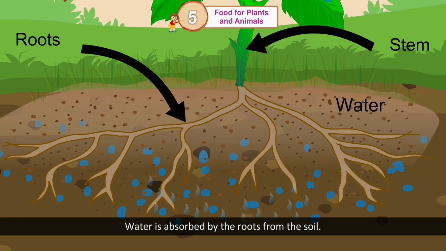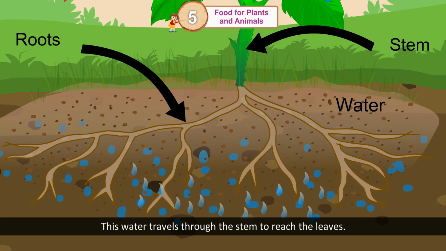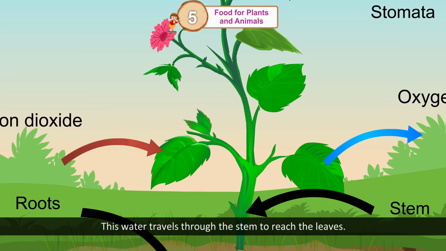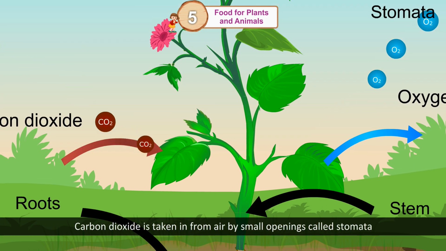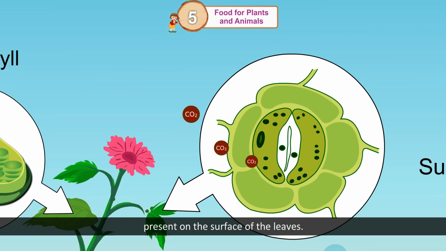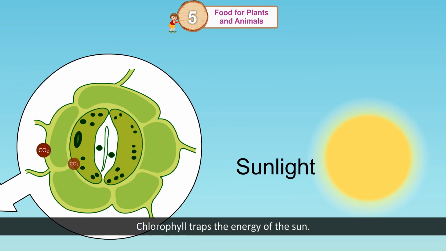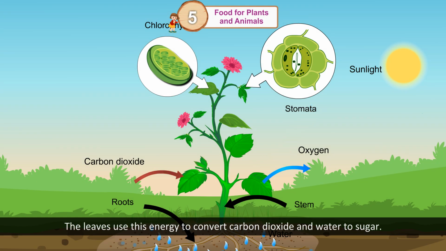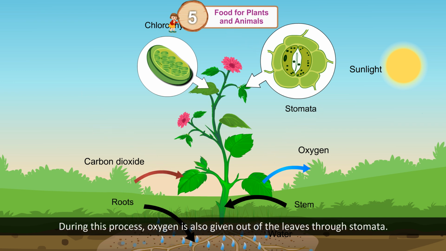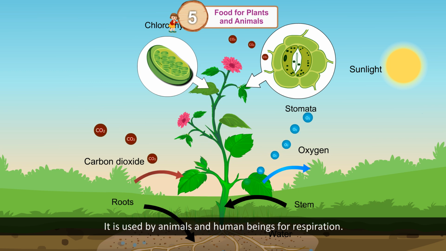Water is absorbed by the roots from the soil. This water travels through the stem to reach the leaves. Carbon dioxide is taken in from the air by small openings called stomata present on the surface of the leaves. Chlorophyll traps the energy of the sun. The leaves use this energy to convert carbon dioxide and water to sugar. During this process, oxygen is also given out of the leaves through stomata. It is used by animals and human beings for respiration.